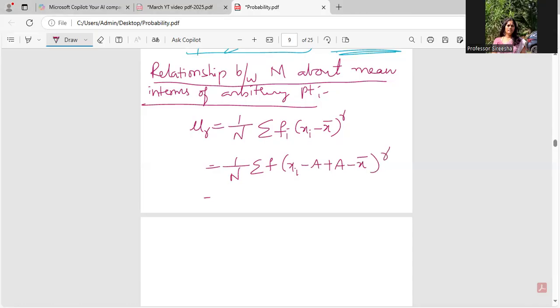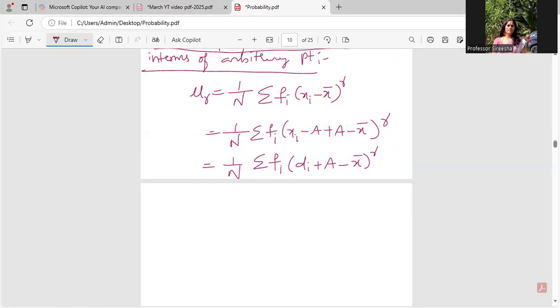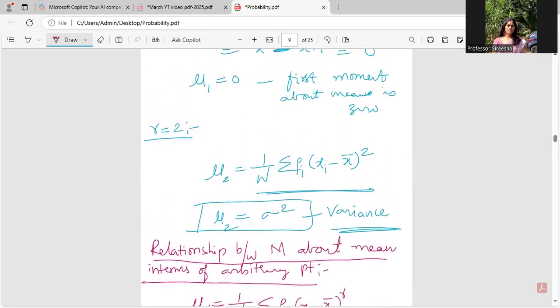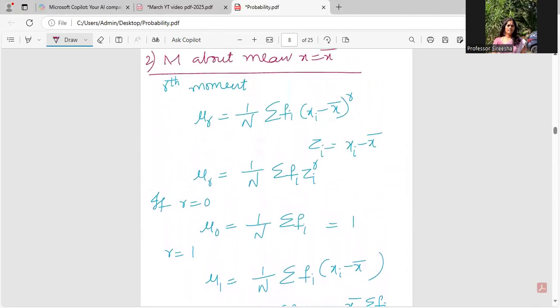This is equal to 1 by n summation f i, where f suffix i is there, and x i minus a I have denoted by d i, as in my previous video. Then a minus x bar, power r. Separate them. Now x bar minus a, as I showed in the previous video, is nothing but mu 1 prime. That's the reason I have inserted a.